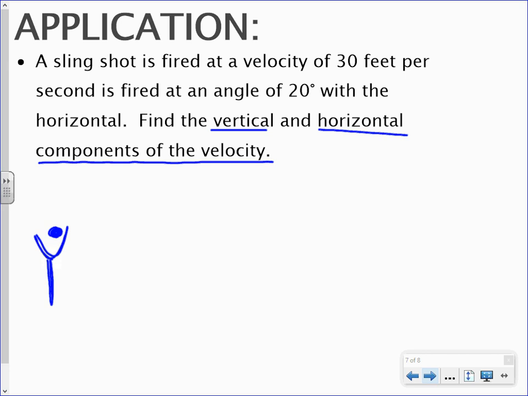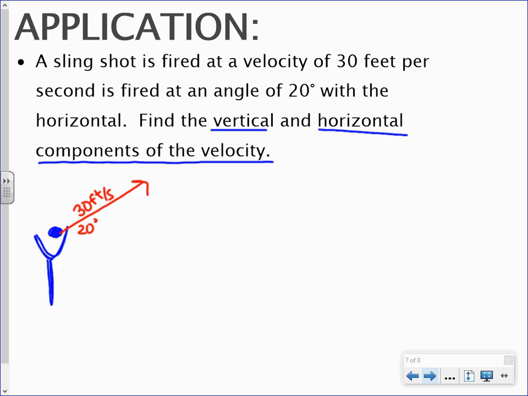And that's my rock that I'm slingshotting. So it is shot at a 20-degree angle with a velocity of 30 feet per second. What did that just give us about our vector? It gave us our magnitude. What I'm asking for are the vertical and horizontal components of velocity. So basically I'm asking you for A and I'm asking you for B.